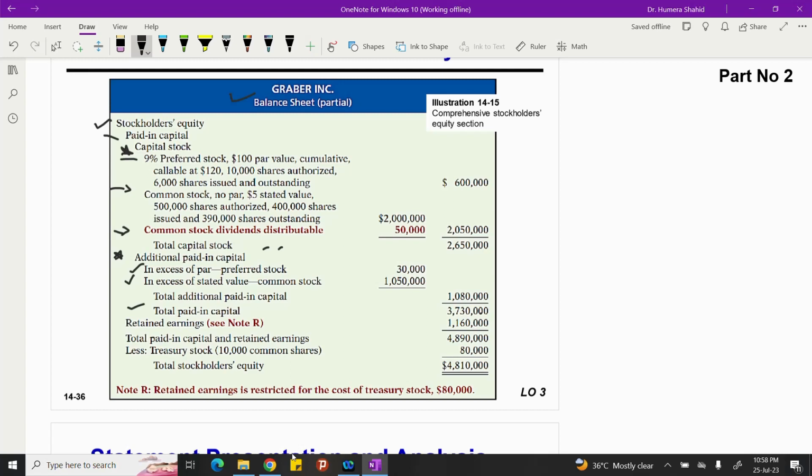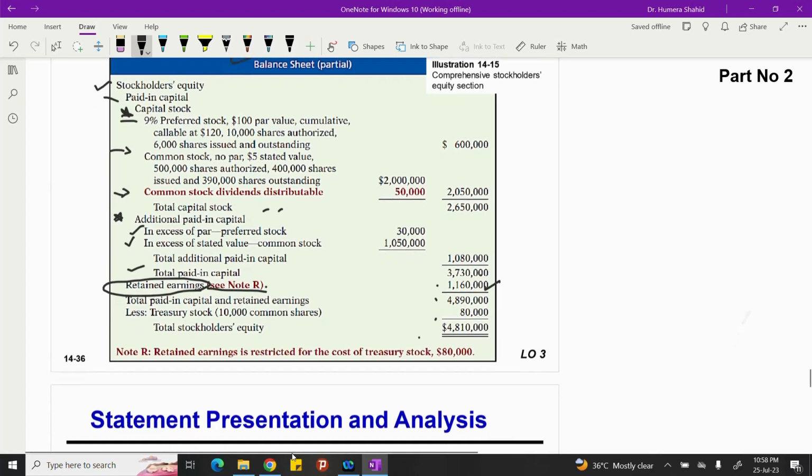Then retained earnings. Now you know how we get this retained earnings. We prepare a statement of retained earnings. So they put here, see the note R. When you go to note number R in the financial statements, you will find that's the retained earnings statement. That is telling you what the balance is. And then by adding retained earnings to the total paid-in capital, you get total paid-in capital and retained earnings. Then you deduct the treasury stock and you get the answer for the stockholders' equity section.